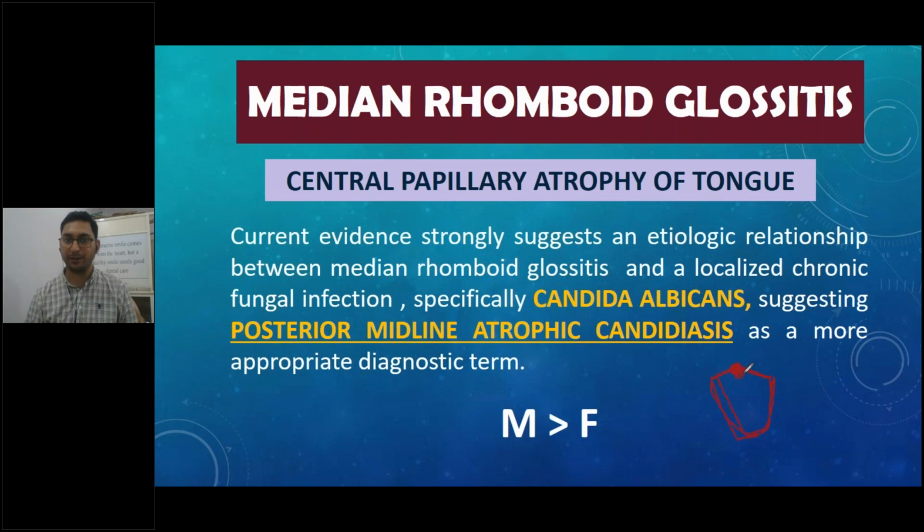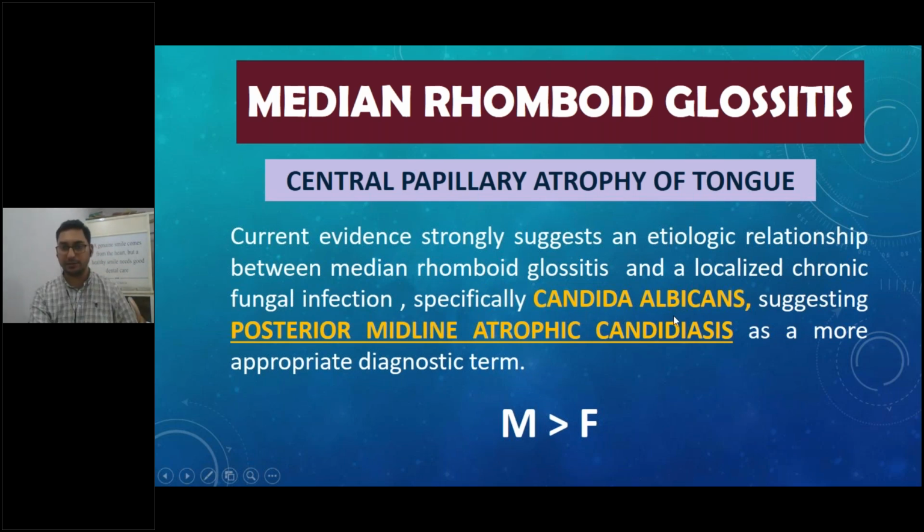So keep this in mind and accordingly answer, whatever answer is given in your books, in PGI or AIIMS 25 years, but keep these 3 points in your mind and answer accordingly. Okay, please don't change this. This is the basic concept of this topic. This is also known as central papillary atrophy of the tongue because there is depapillation of the tongue.